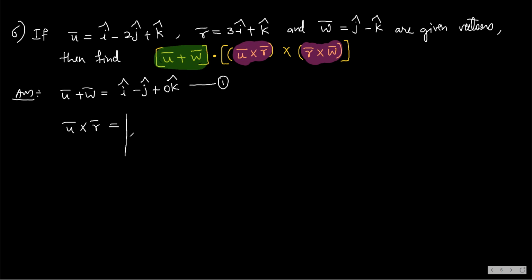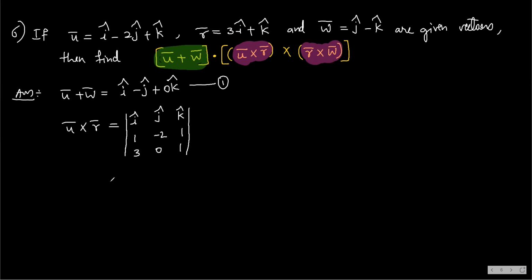For this, I will use the determinant, this cross product. So i cap, j cap, k cap. Then I'll write the coefficients of i cap, j cap, k cap for u bar in the second row. That is 1, minus 2, 1. And then for r bar, I will write 3, 0, 1. See, there is no j cap, so it is 0 j cap, 3, 0 and 1.